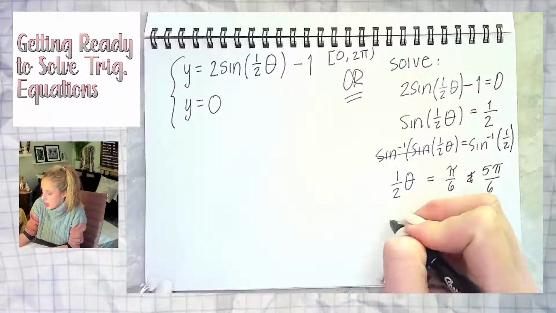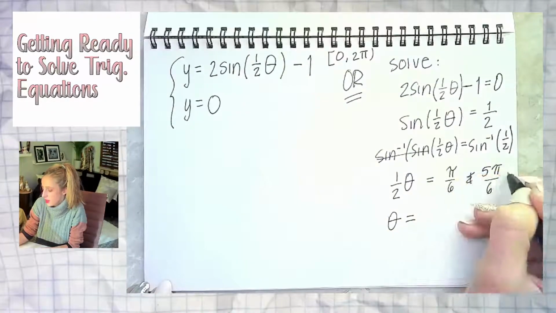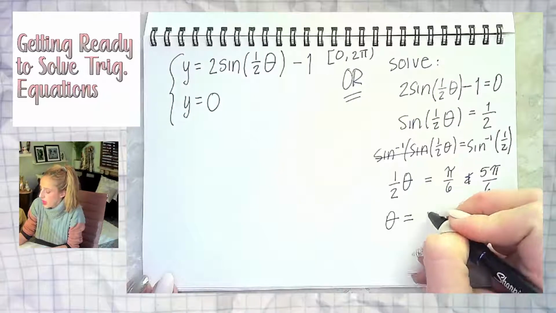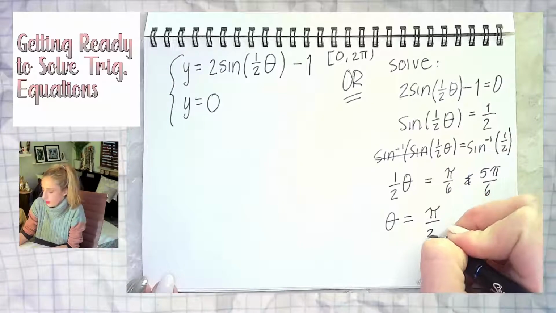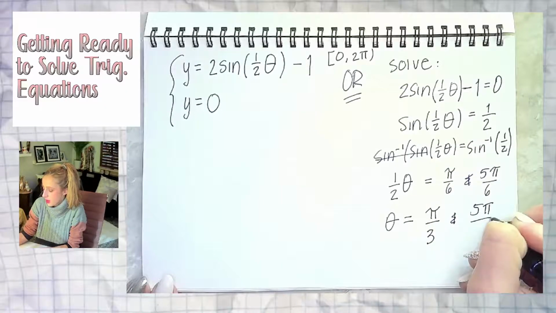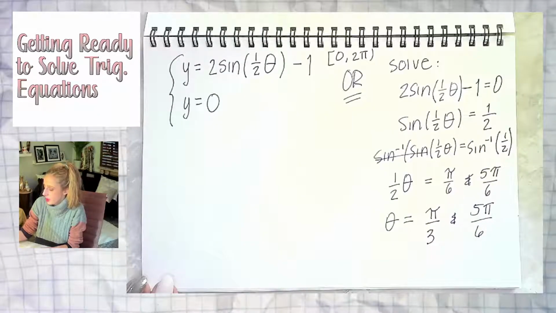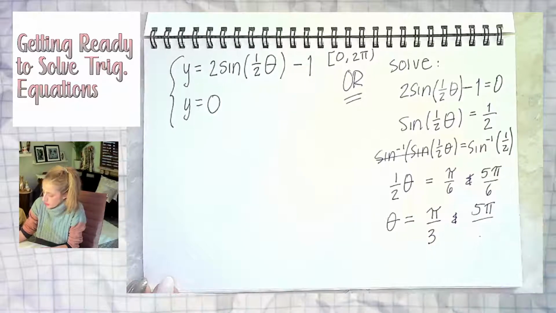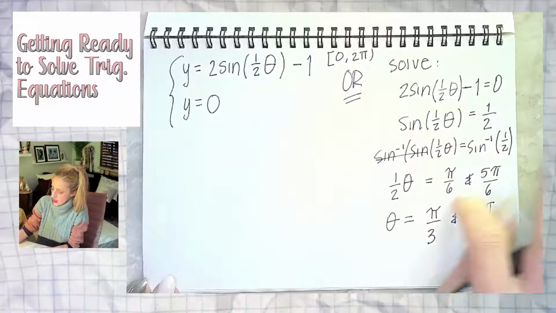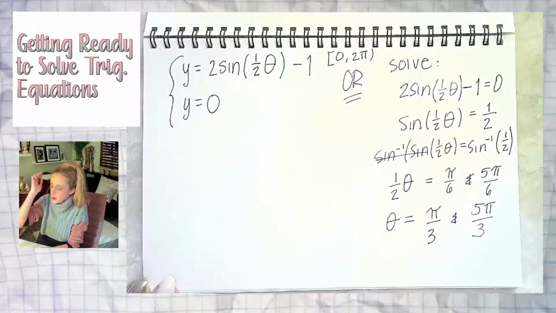Multiply by 2. Theta equals, multiply by 2. Don't write 2 pi over 6. We could reduce, divide before you multiply. Pi over 3 and 5 pi over, why am I writing 6? 3, because I multiplied everything by 2. And when I did that, I reduced it with the 6.